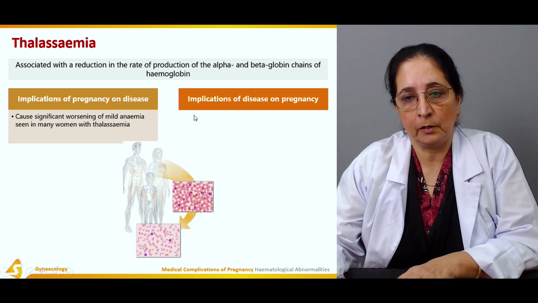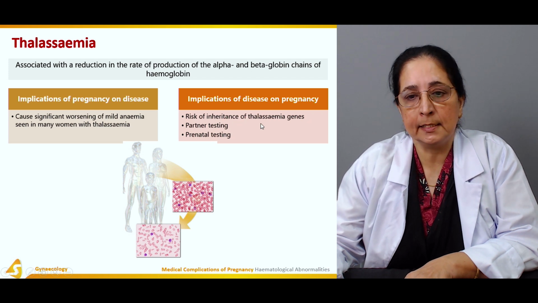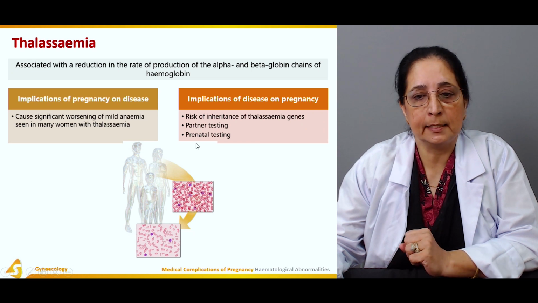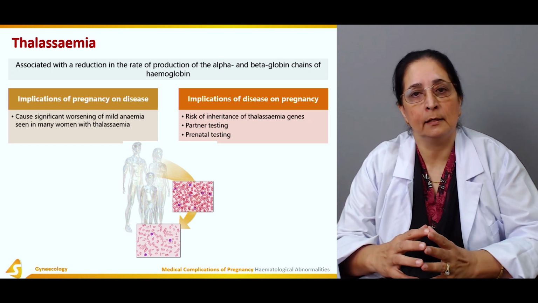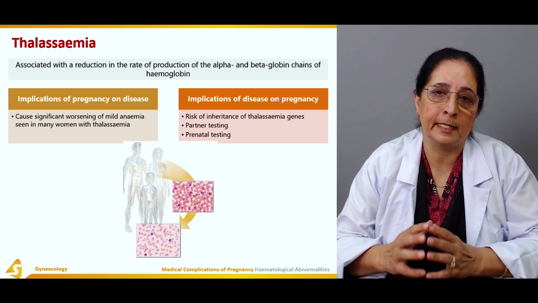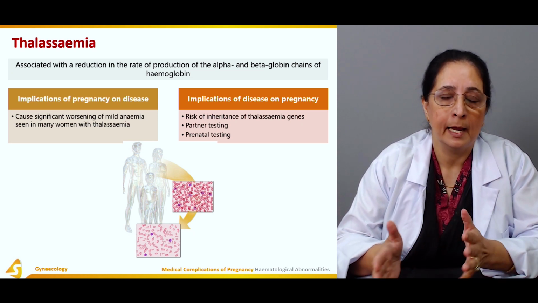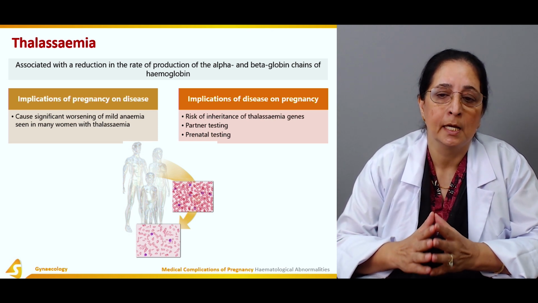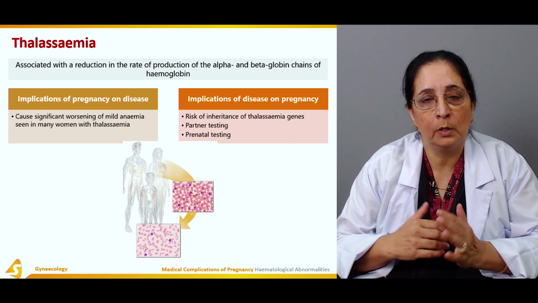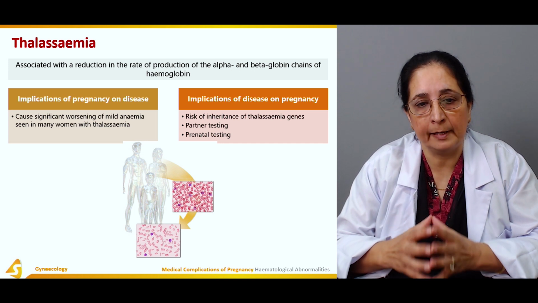What are the effects of the disease on pregnancy? There is a risk of inheritance of thalassemia genes, and there should be partner testing and prenatal testing. So again, there is a risk of inheritance. Screening should be done, partner screening is important, and screening during the prenatal period or prenatal visits is recommended to try to avoid that chance or risk of inheritance.